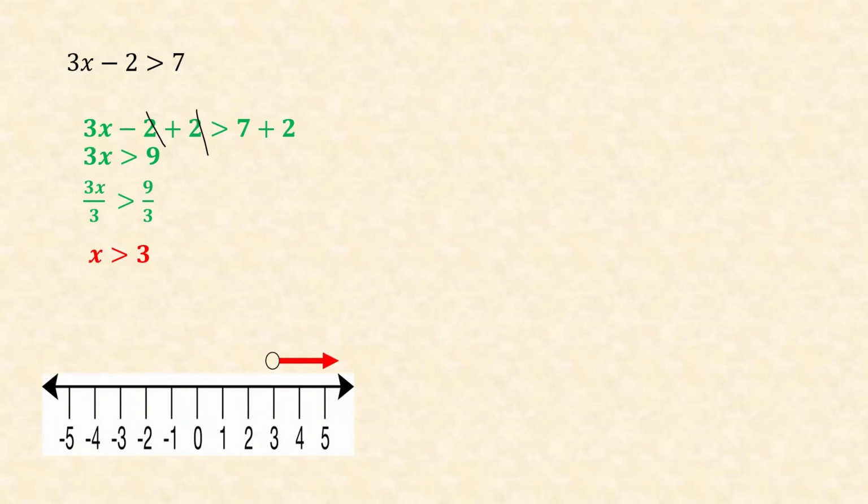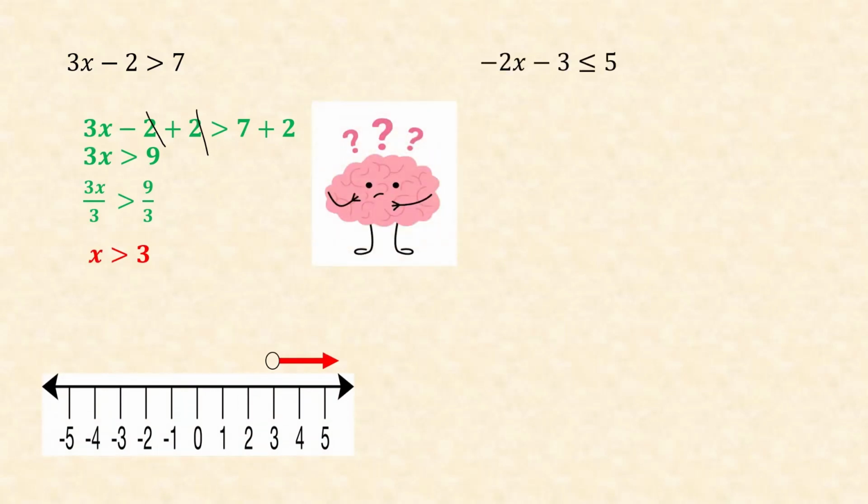So if you can see the next one, here it's minus 2x minus 3 less than or equal to 5. Here also the same thing. First we have to cancel off the minus 3 by adding 3 to both sides. So minus 2x is less than or equal to 8.